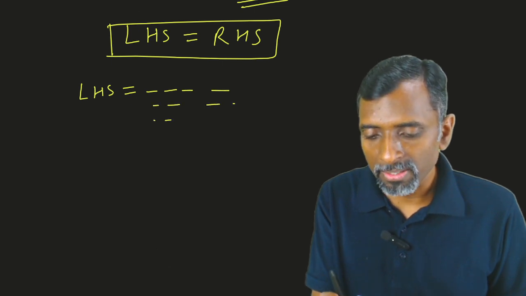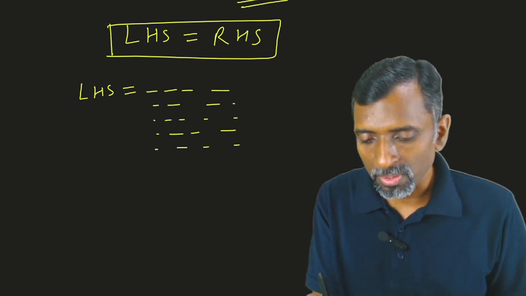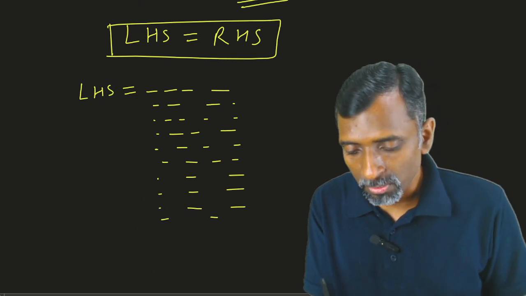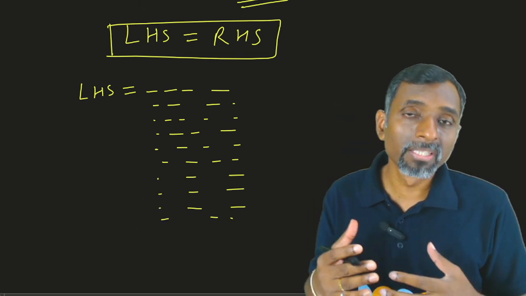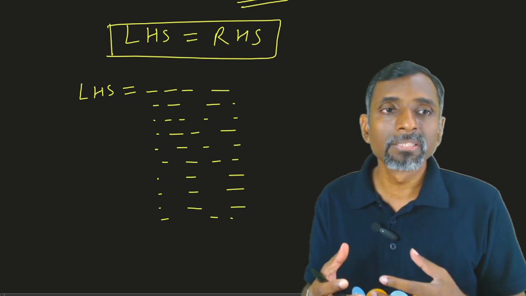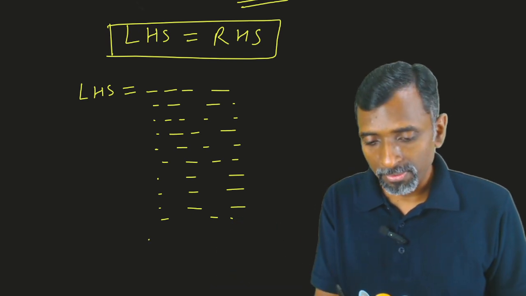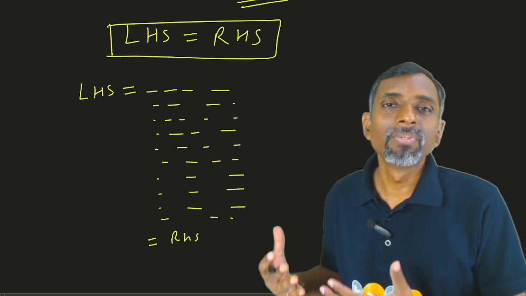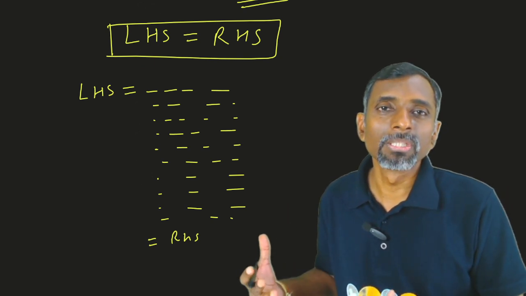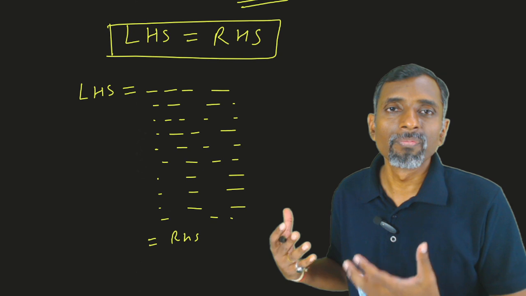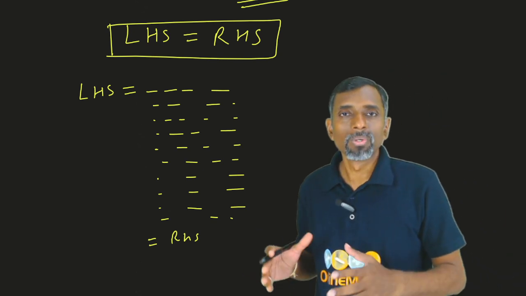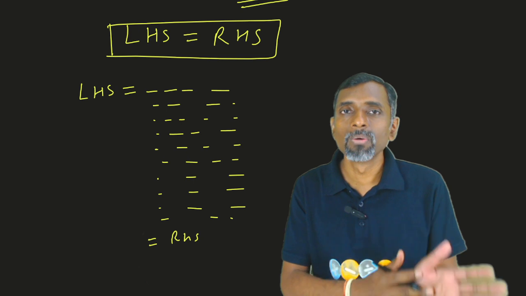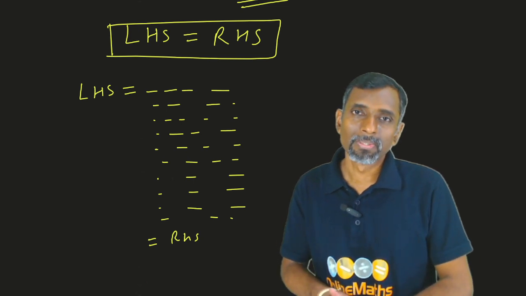Use the algebraic identity. Use the trigonometric identity. Use the concept. Use the simplification. Use the fraction addition concept. Use the rationalization. Use any concept to reach up to the right hand side. This is the idea which we use in proof-type questions of trigonometric identity. So in this video we discussed the tools and the idea of how to approach the question, right?